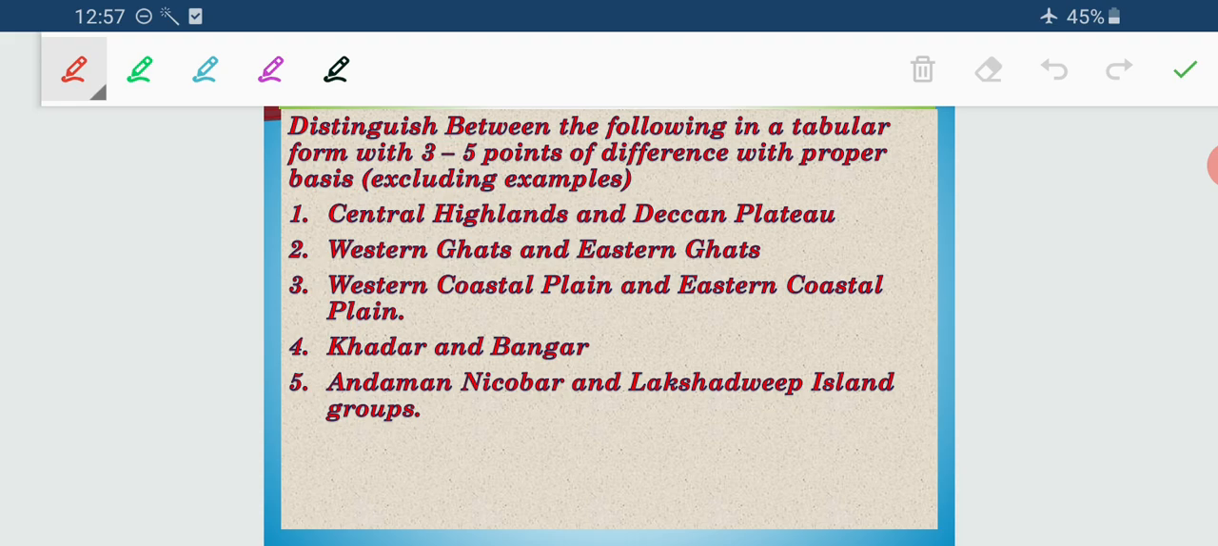Western Coastal Plain and Eastern Coastal Plain, Khadar and Bangar, just now I described. Andaman Nicobar Islands and Lakshadweep, already it has been discussed for the exercise portion. So for this question, do not repeat the answer twice. It's already there in your exercise. So if you are writing it for the NCERT answer, there is no need to write it again for the extra question given to you.